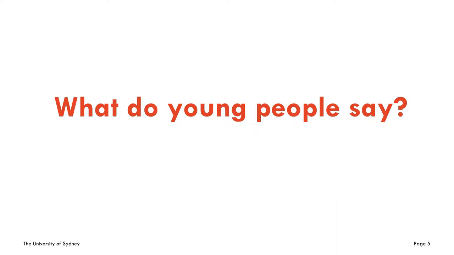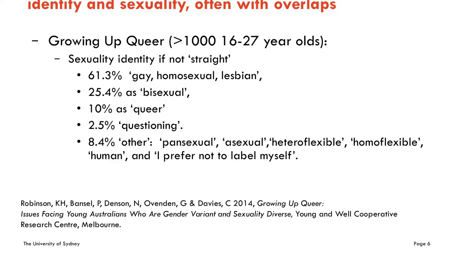Then homophobia and transphobia are other terms, another area that I'm not going to go into right now. So what do young people say themselves? My colleagues conducted the Growing Up Queer study, in which over 1,000 young people responded to an online survey. They had categories, but they did have an open box where they could talk about other things. And you can see that there are lots of other terms that young people call themselves, such as human, and I prefer not to label myself. So these are interesting too.